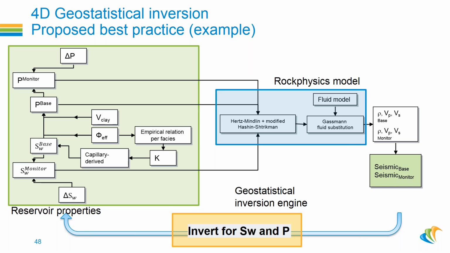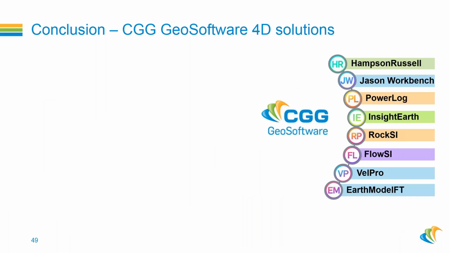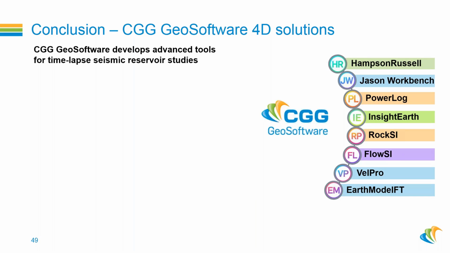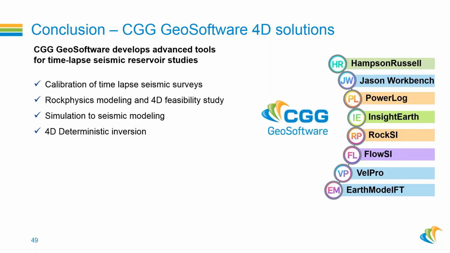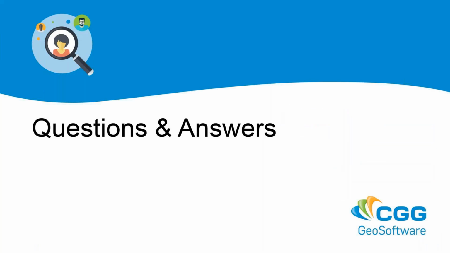So as a conclusion, in GeoSoftware, we have 4D solutions which are used for calibration of the time-lapse seismic surveys, rock physics modeling, 4D feasibility studies, simulation to seismic modeling, 4D deterministic inversion, and 4D geostatistical inversion. That's almost all. If there are any questions, please type them in the box. If I am able to answer, I will, but otherwise I will come back to you later as well. Thank you very much.